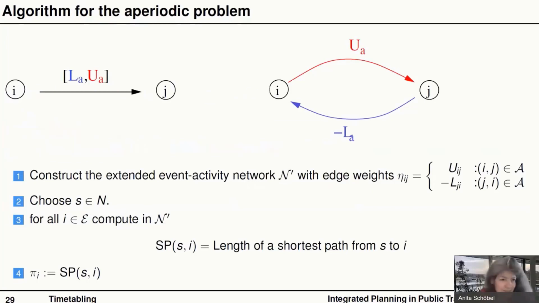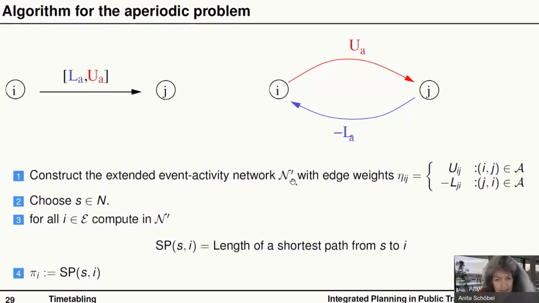And I want to start with an algorithm for the aperiodic problem. So in the aperiodic problem, we can proceed very easily. And the algorithm, everything we need is here on this slide. So we have an aperiodic problem, and here I have one activity which is drawn here with a lower bound and an upper bound. So the first step we want to do is to take our event activity network and construct a new event activity network, or the extended event activity network, that we call N prime.